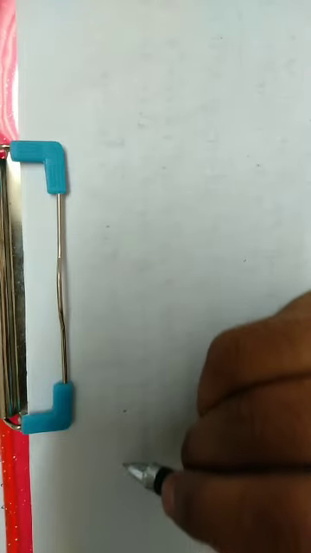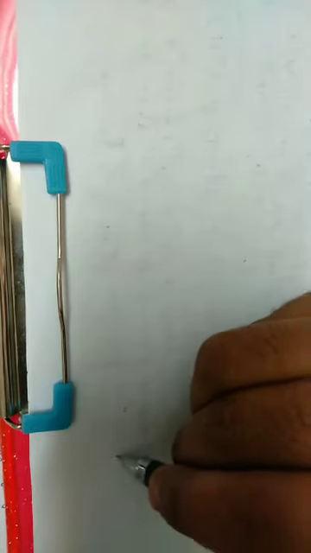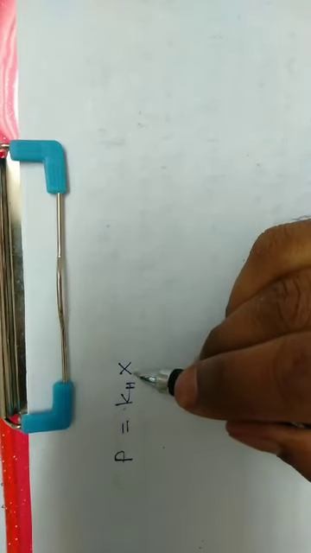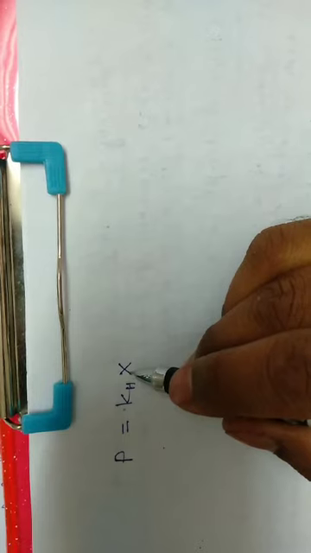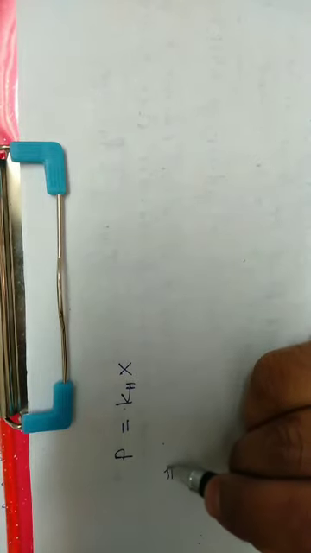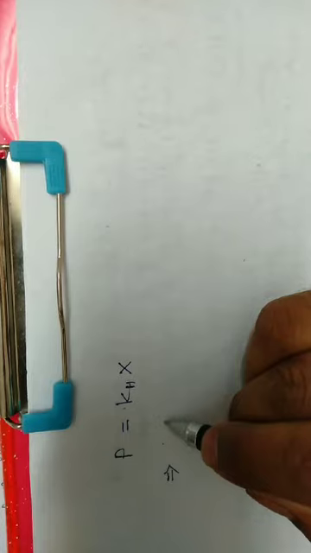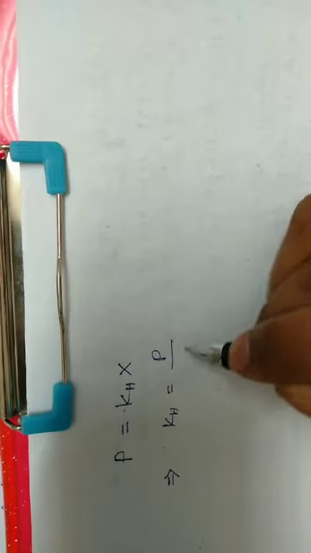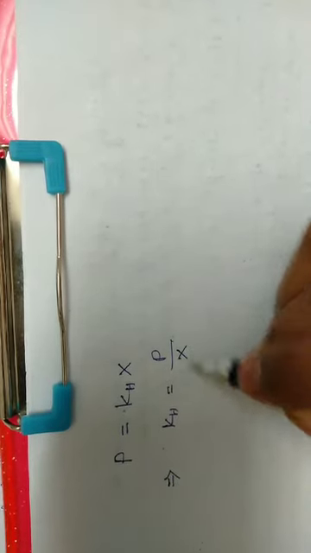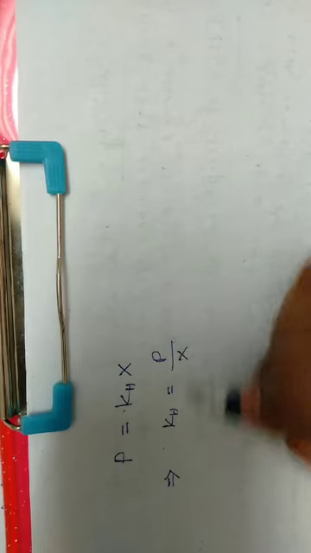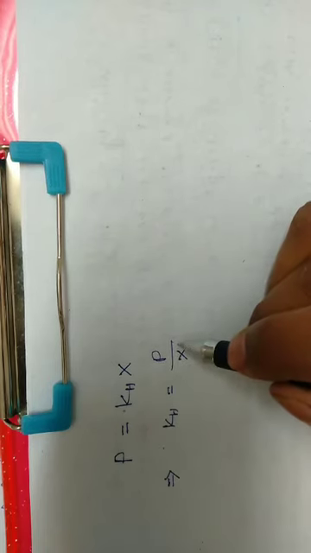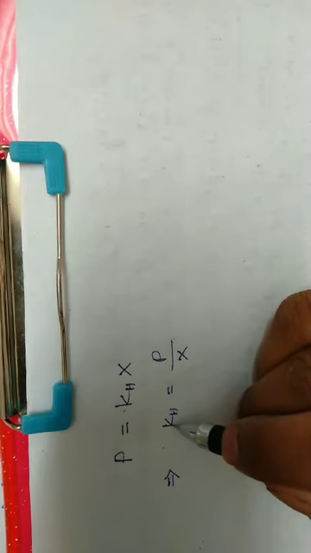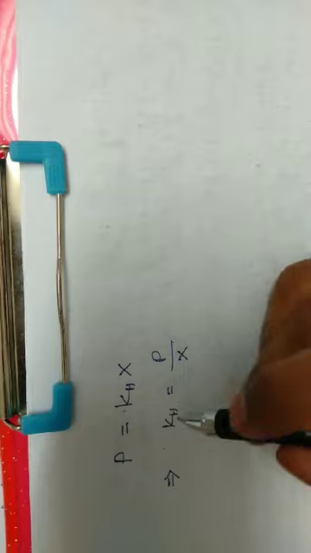So mathematically, Henry's law is P equal to KH into X. X is the mole fraction of gas soluble in a liquid. P is the partial pressure or pressure applied on the gas. Then KH equal to P divided by X. Thus, according to this relation, solubility of a gas in a liquid increases with decrease in value of Henry's constant.